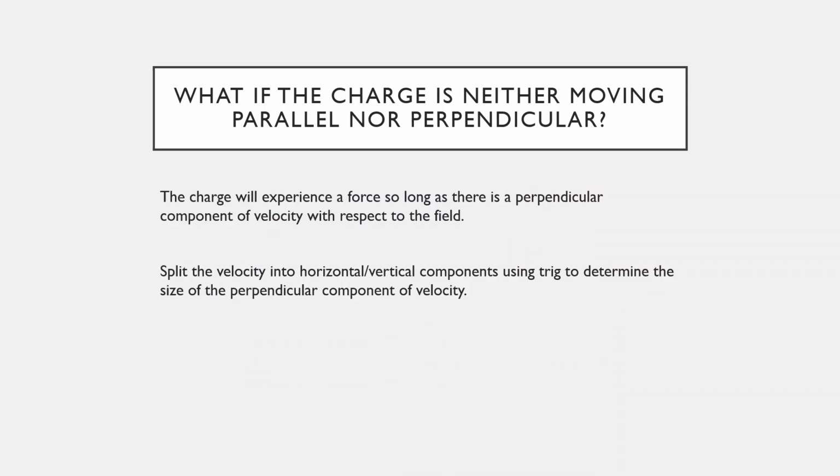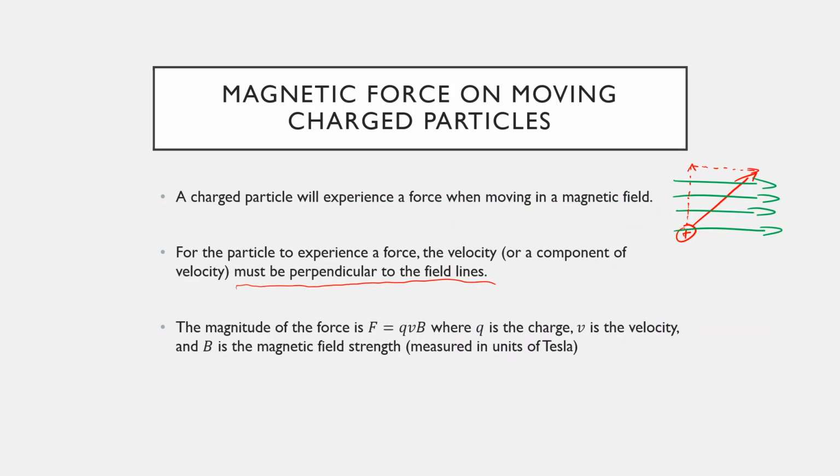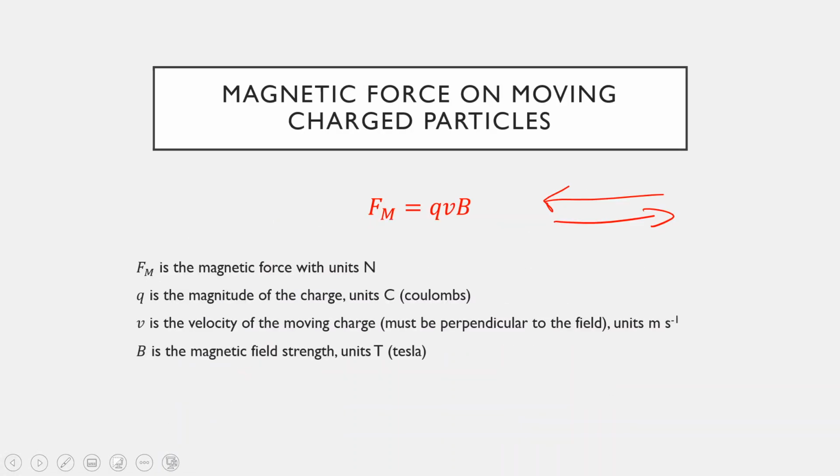Alright, so now we come back to the question, what if the charge is neither moving parallel nor perpendicular to the field? So that was that picture that I had over here. This picture here. What if the charge is not parallel or perpendicular? Well, I hinted before that you have to work out the perpendicular component of that velocity. So what you do, split the velocity into components using trigonometry and determine the size of the perpendicular component of the velocity. And that's the value of v that you are then going to use in this equation here. So v is the perpendicular velocity.